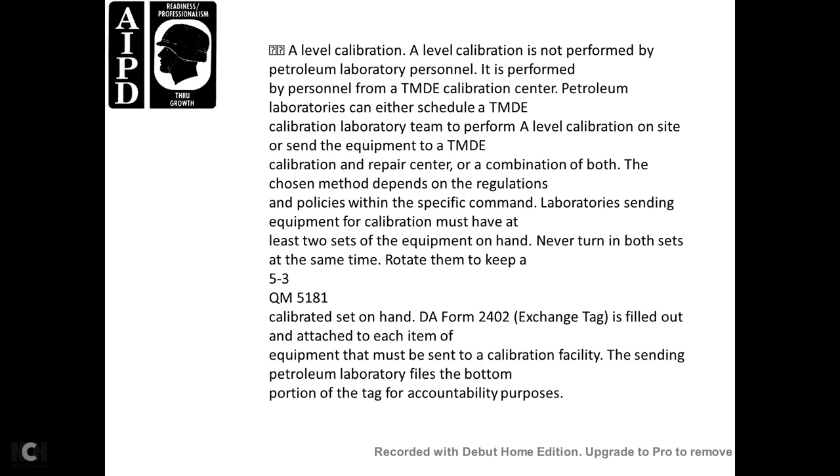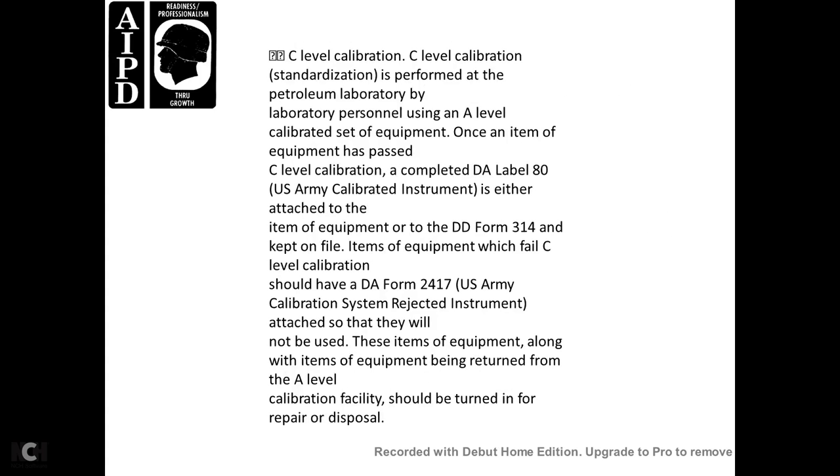The specific command laboratory sending the equipment for calibration must have at least two sets of equipment on hand. Never turn in both sets at the same time. Rotate them to keep calibrated equipment on hand. The DA Form 2402 exchange tag is filled out and attached to each item of the equipment that must be sent to the calibration facility. The petroleum laboratory files the bottom portion of the tag for accountability purposes.